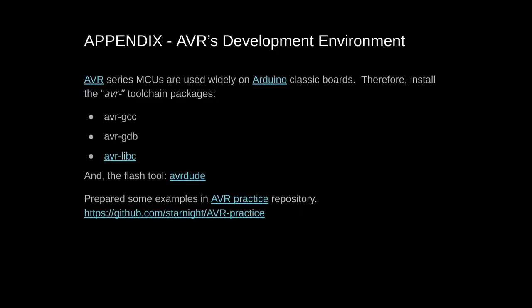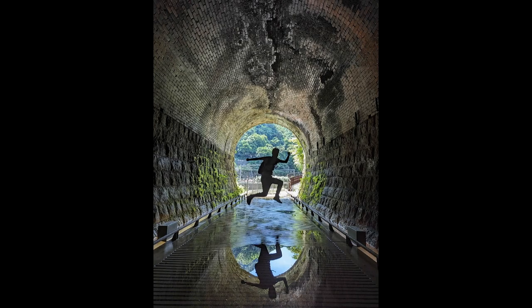If you are interested in AVR, then you can use the cross-compilation toolchain with avr-gcc, avr-gdb, and avr-libc. And the flash tool is avrdude. I also prepared some practice on my GitHub repository, avr-practice, if you're interested in it. AVR is the chip widely used on Arduino's classic boards. And actually, the Arduino IDE uses these tools to compile as well.